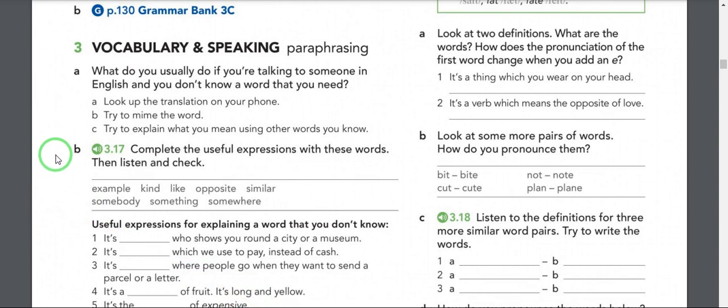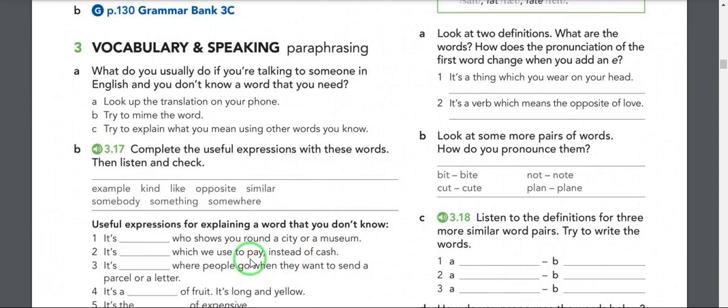B. Complete the useful expressions with these words, then listen and check. Example, kind, like, opposite, similar, somebody, something, somewhere. Let's listen.